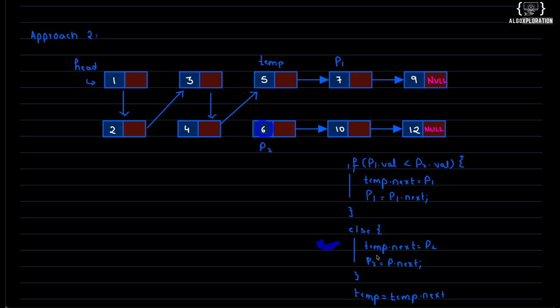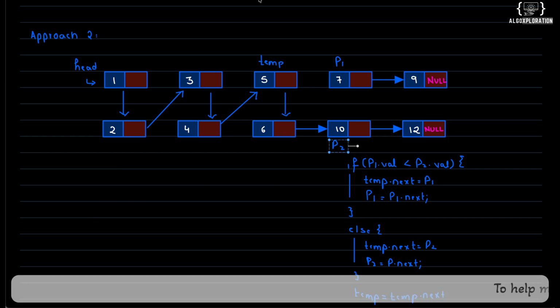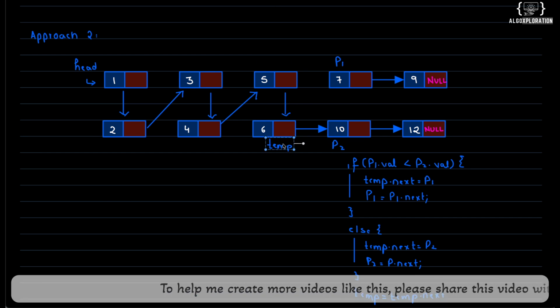So make temp dot next as P2. So it will get deleted, so I will be pointing temp dot next at P2. After doing this, we need to shift the P2 to the next, so P2 will be pointing over here now, and shift the temp as well.